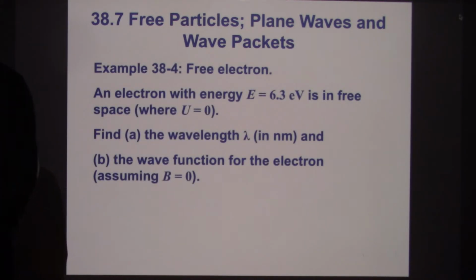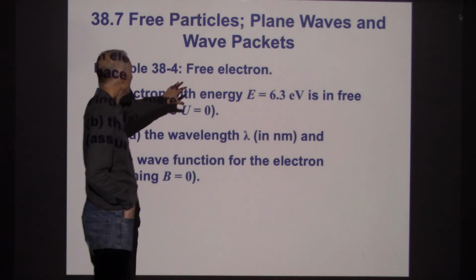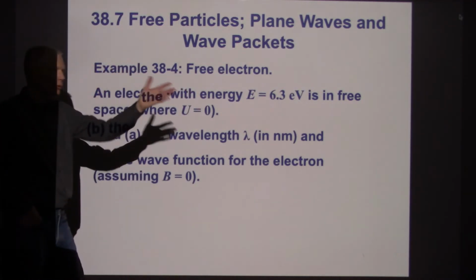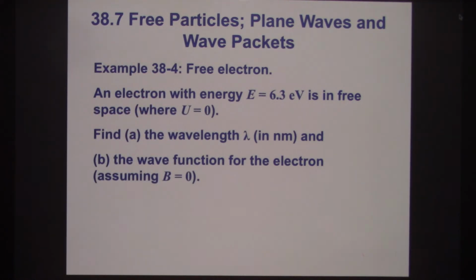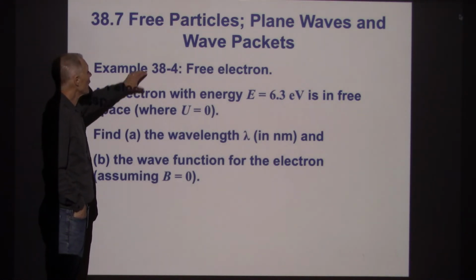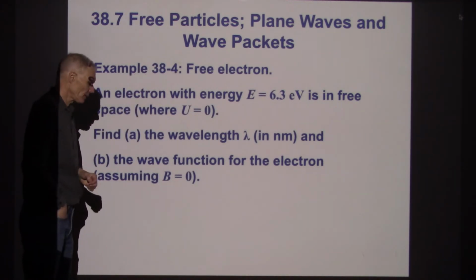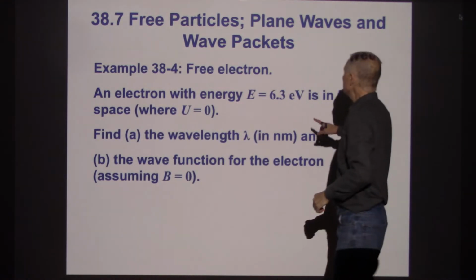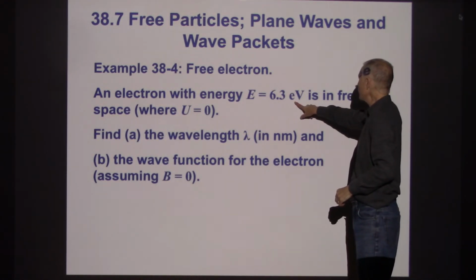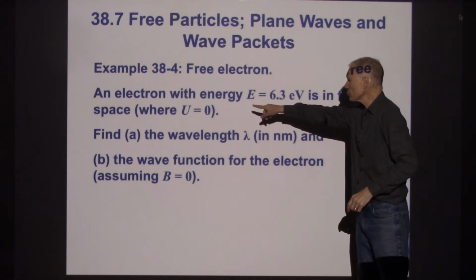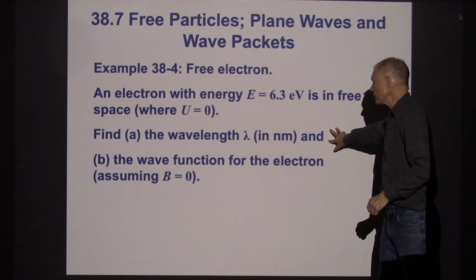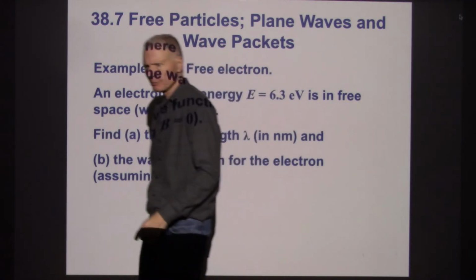Here we go. So what they're looking at in this example is what we're going to call free electrons. Again, it's a particle just going from point A to point B. It's not running into anything else. It's just out on its own. And let's come up with a wave function representing this electron. Now what they tell us about this electron is that it has an energy of 6.3 eV, and it's in free space. There are no potential energies involved. What would the wavelength be, and how would we write the wave function?